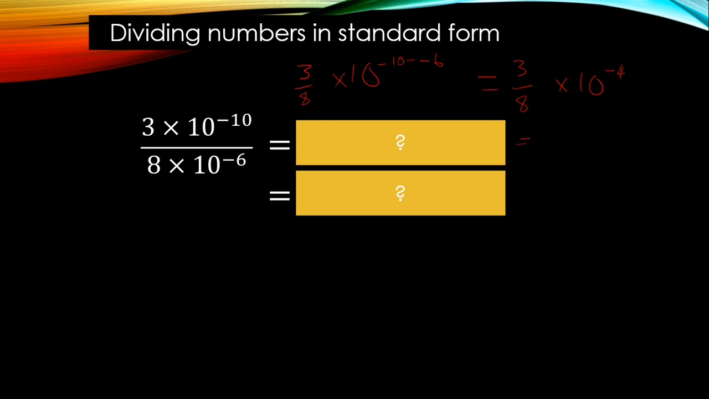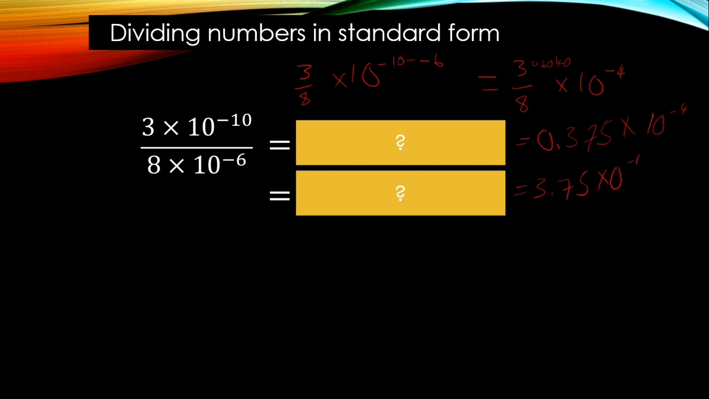3 over 8 can be written as a decimal: 8 into 3 is 0. 8 into 30, that's 3, remainder 6. 8 into 60, that's 7, remainder 4. And 8 into 40 is 5. So that's 0.375 times 10 to the power minus 4. This number is still less than 1, so we need to convert it to standard form.